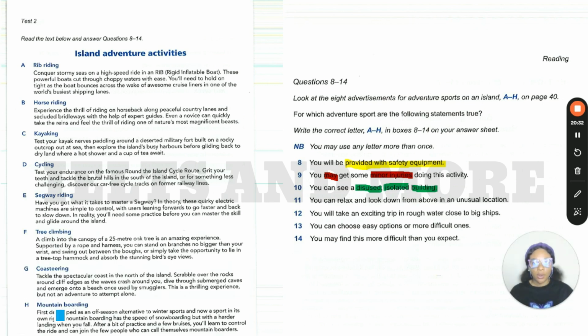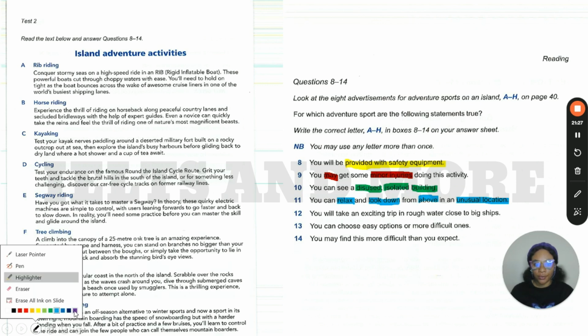Moving on to number 11. You can relax, and look down from above in an unusual location. Above is important too. So probably for this activity, you'll be in a very high place where you can relax and look down from above. Okay? Now, we have number 12.